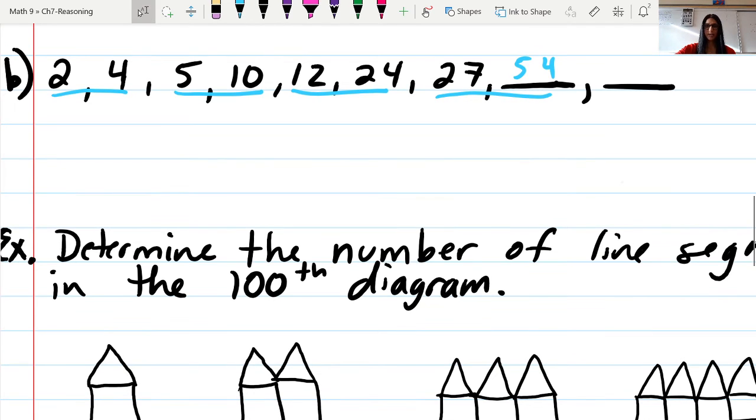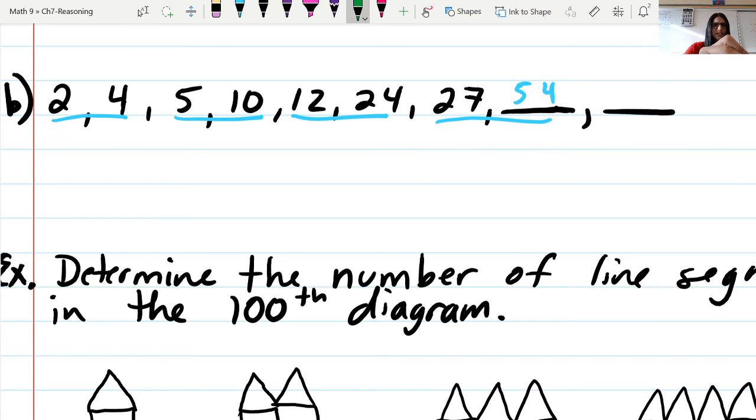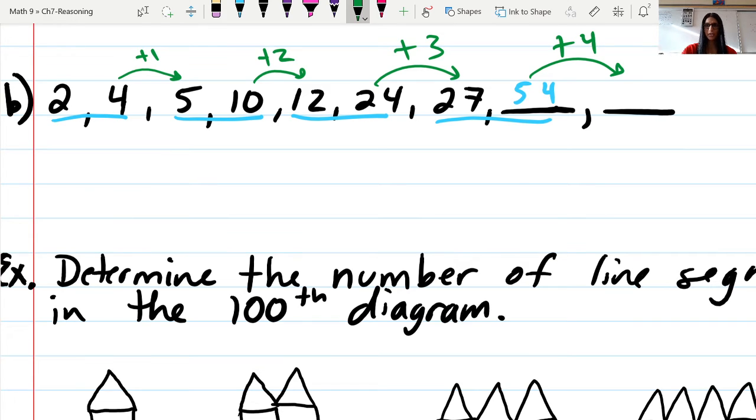Okay, but then that doesn't really help me because I wanted to figure out what the next one is after that. So am I able to find another pattern that's going to help me to get to that place? Let's see, is there anything else? My next thing I would look at is if I go 4 to 5, that's plus 1. And if I go 10 to 12, that's plus 2. And if I go there to there, that's plus 3. So based on what I see happening, going there to there, I should probably go plus 4. Okay, so 54 plus 4, so I should get 58 there.